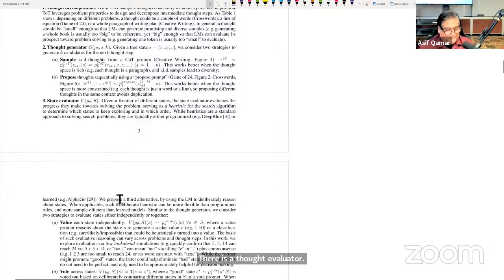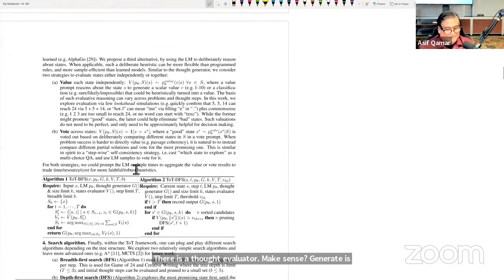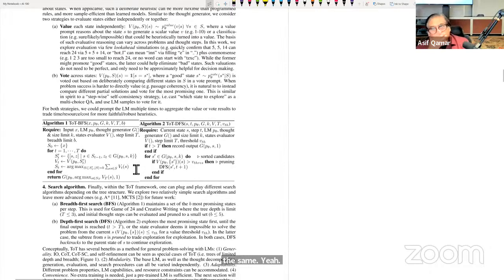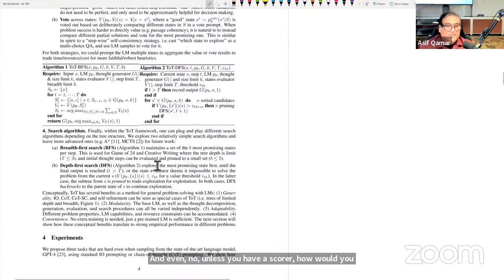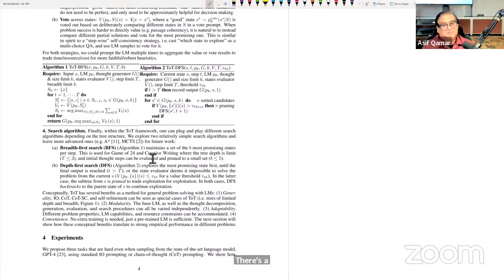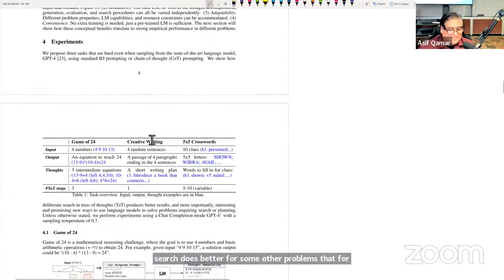To me, the thought generator and creating the tree is the main thing. And unless you have a scorer, how would you move forward? How would you eliminate? How would you prune the tree and go towards the solution? And then depth first and breadth first are the mechanics, internal details. It turns out that for some class of problems, breadth first search does better. For some other problems, depth first search does better.